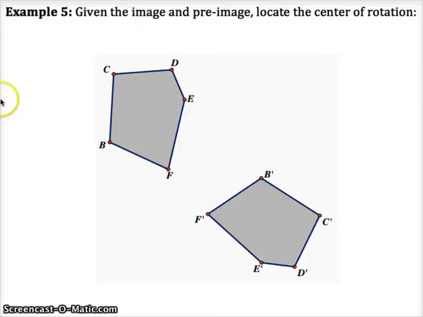All right, just one problem left. This shouldn't take long. If we're supposed to locate the center of rotation here, we're supposed to find the place you would hold down the paper and spin it so that this thing lands right on top of this thing.